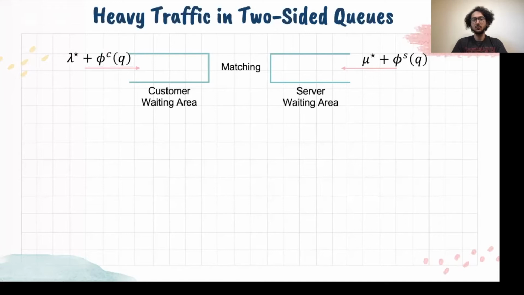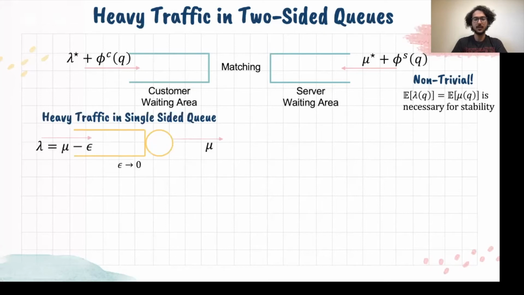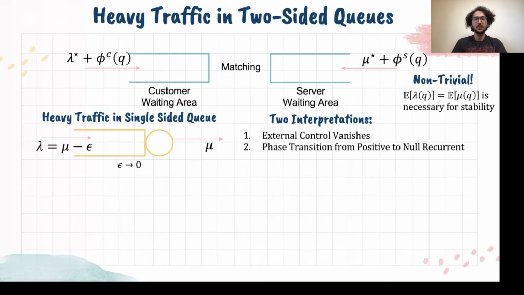Similar to a GI/G/1 queue, it is challenging to analyze a two-sided queue with general arrival distributions. Motivated by the comprehensive literature on the GI/G/1 queue, we aim to analyze a two-sided queue in heavy traffic. However, the definition of heavy traffic is not trivial, as we need the expected arrival rate to be equal to the expected service rate in steady state for stability. Thus, we consider alternate interpretations of heavy traffic in a single server queue. One of the first interpretations is the external control vanishing, if we interpret epsilon as an external control.